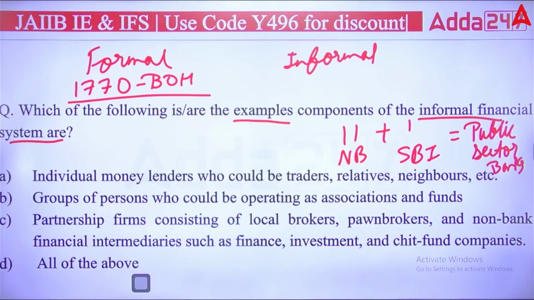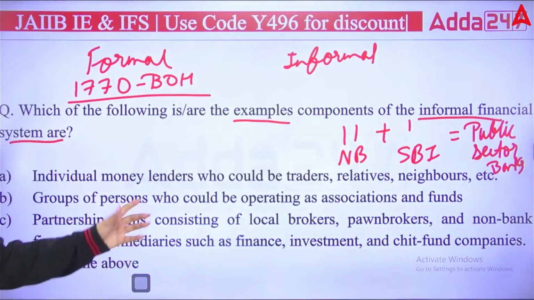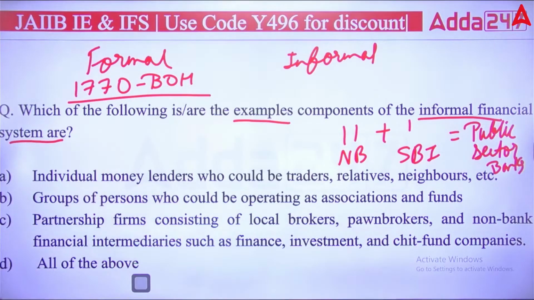Now, let me know the answer of this question. First is saying individual money lenders who could be traders, relatives, your neighbors. Second is saying group of persons who could be operating as association and fund. Third is saying partnership firm consisting of local brokers, pawnbrokers and non-bank financial intermediaries such as finance, investment, chit fund companies. And the last one is all of the above. So what do you think? Which of the following are examples of the informal financial system?